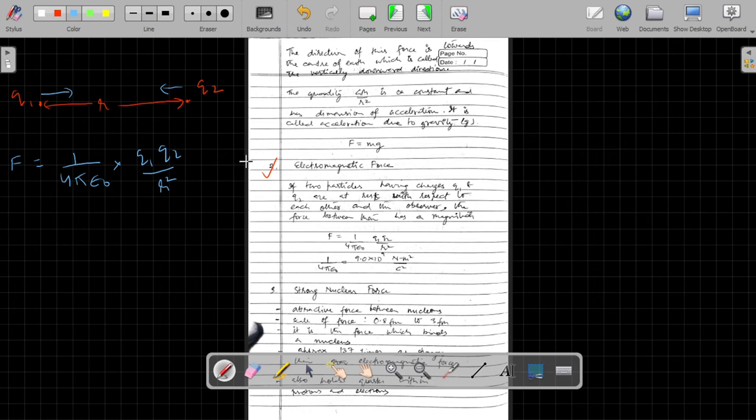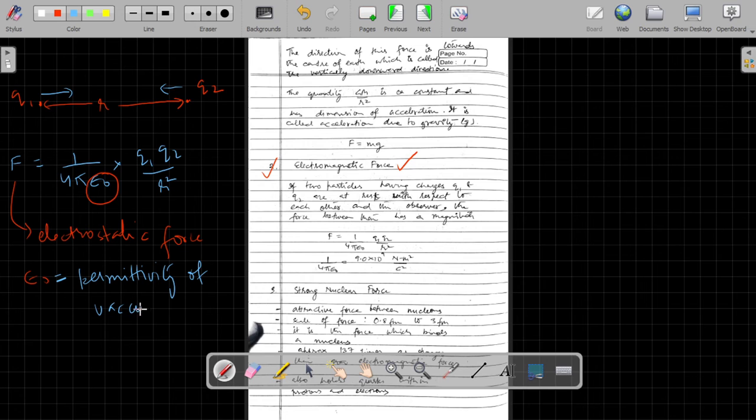So one by one we'll go through what we are trying to say. This value F is the electromagnetic force, or we can say this is the electrostatic force in this case. Electrostatic force, why? Because the charges are at rest with respect to the observer and with respect to each other. This whole law is called Coulomb's law, and this constant epsilon naught is called the permittivity of vacuum.